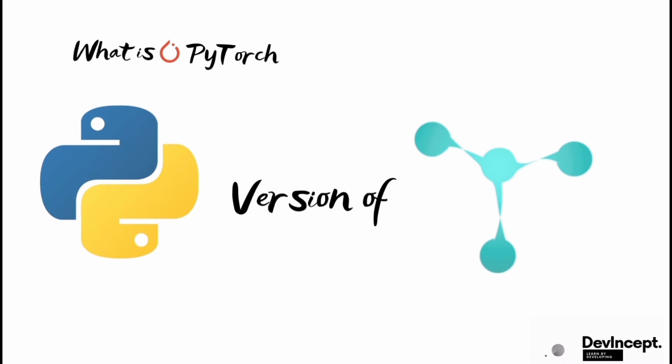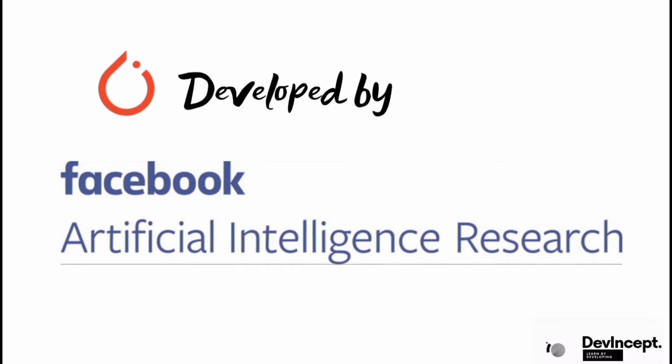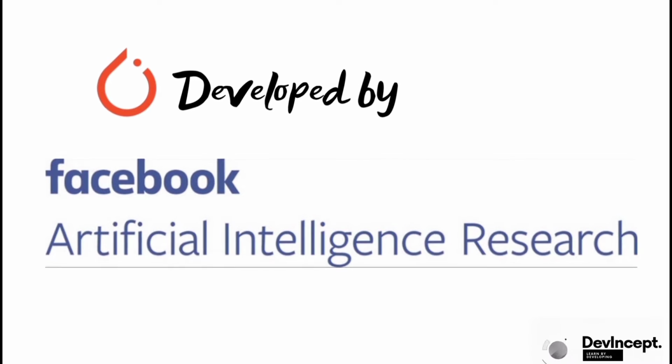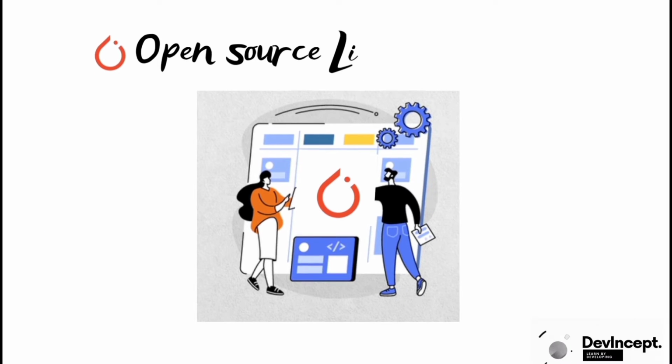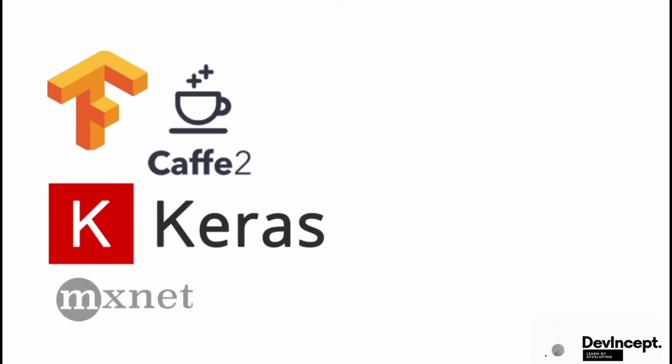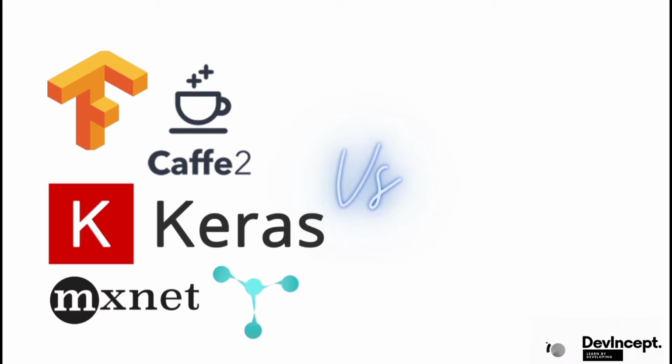What is PyTorch? PyTorch is the Python version of Torch. It is developed by Facebook's Artificial Intelligence Research Group. PyTorch is an open source library. TensorFlow, Keras, Caffe2, MXNet, and Torch are the most popular alternatives and competitors to PyTorch.